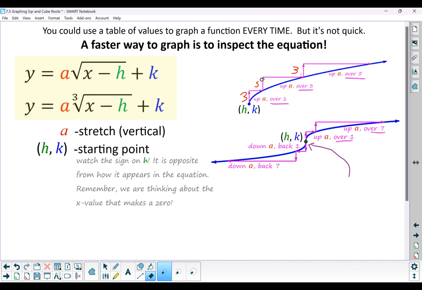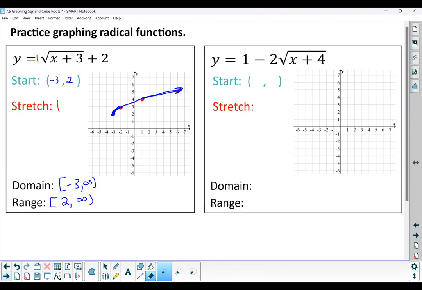Or if our stretch factor is negative, if we have a reflection, instead of going up 1, we might go down 1 each time. So it's the vertical part of the pattern that we're changing and stretching, not the horizontal part. So we'll always use a 1, 3, 5 sideways for these square root functions.